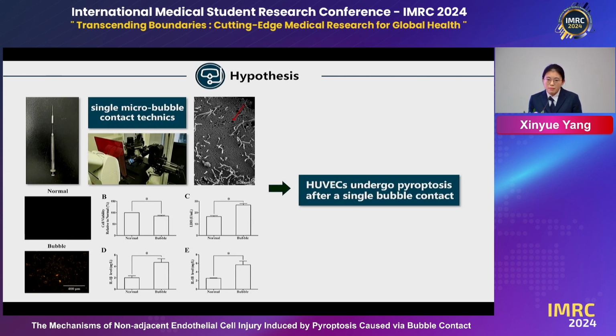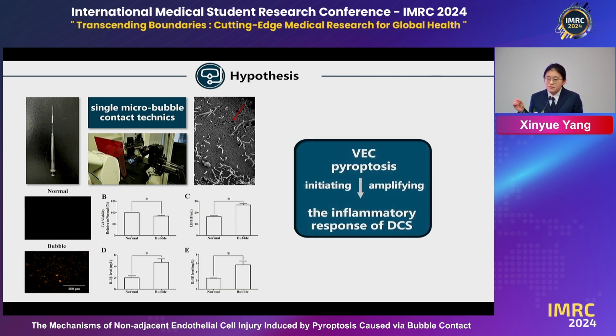Based on the experimental results from scanning electron microscope, PI staining, and ELISA, we confirmed that human umbilical vein endothelial cells undergo pyroptosis after a single bubble contact. Given that VEC damage is a key segment in the inflammatory chains of DCS, we hypothesized that VEC pyroptosis plays an initiating and amplifying role in the inflammatory response of DCS.